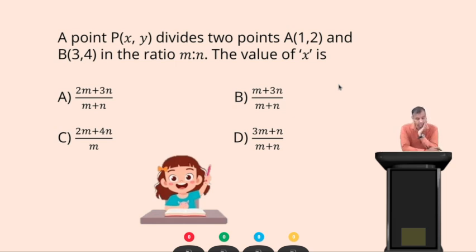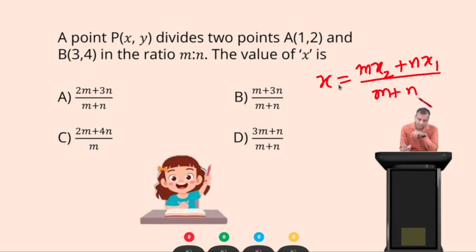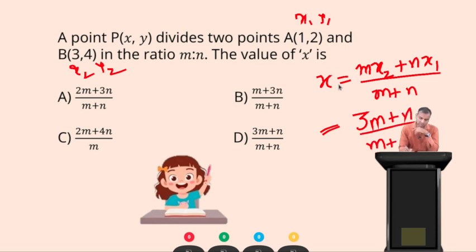Okay, so time is over. You have to find the value of x. So you will use this formula (mx2 plus nx1) upon (m plus n). Now put the values. This is x1, y1 and this is x2, y2. So this is (3m plus n) upon (m plus n). So what is the correct answer? Yes, it is D.